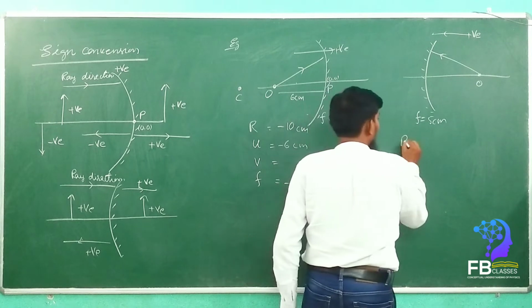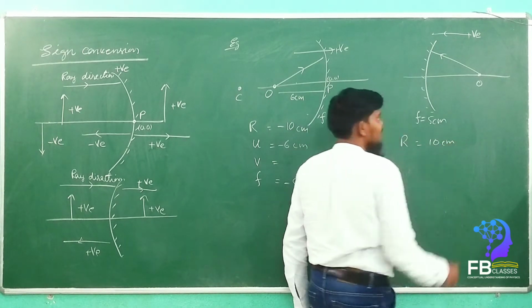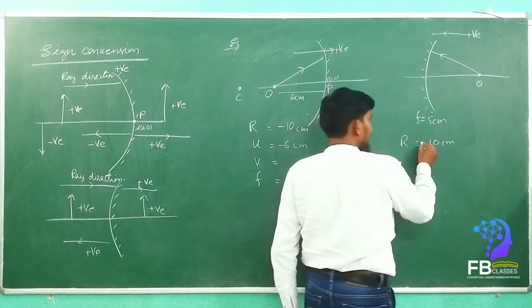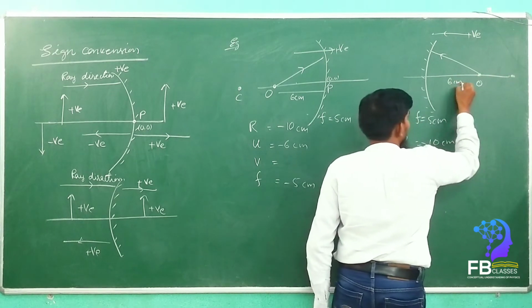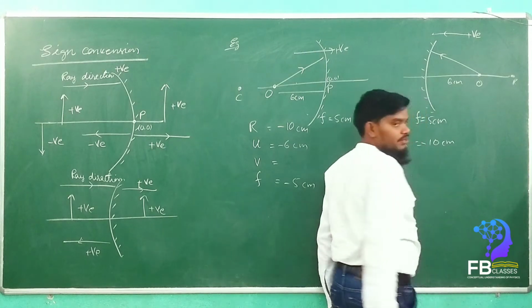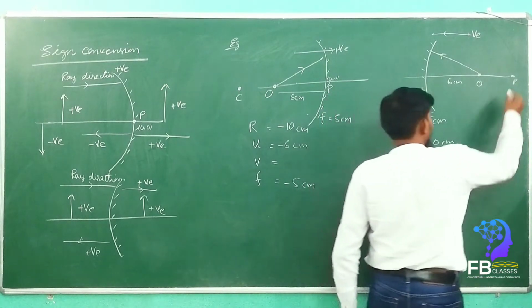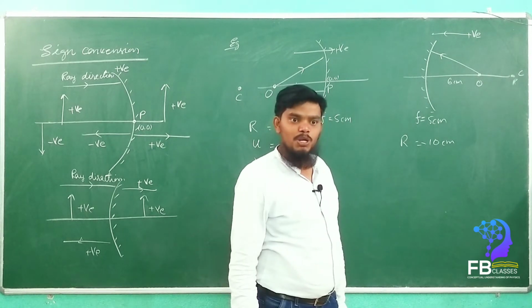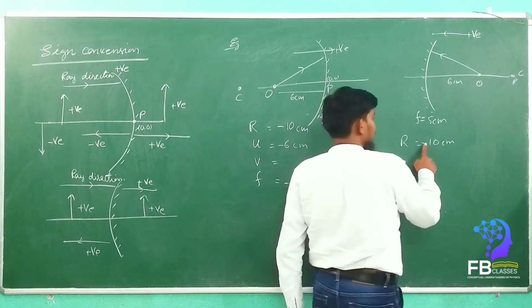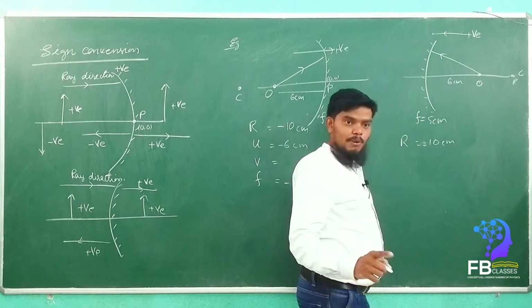So what is our R value? R is equal to 10 centimeter. Is 10 centimeter a positive value or negative value? Negative value. See here, the radius of curvature comes somewhere here. If the object is at 6 centimeters, the center is at 10 centimeters. The radius of curvature point is also the center of curvature, the same point. So it is on minus 10 only. Are you getting my point?